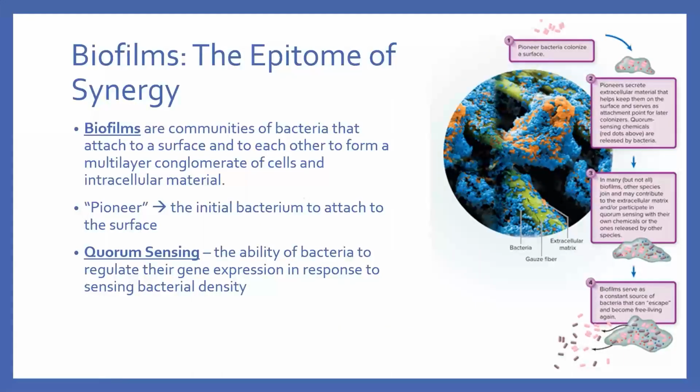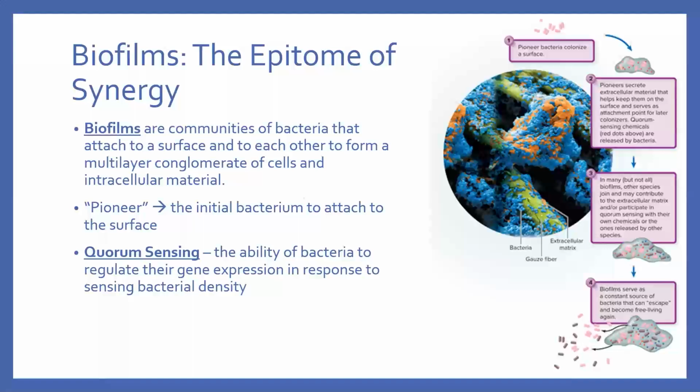We're going to go through one example here of synergy for microbes. Microbes can form biofilms, and biofilms are like small communities or little environments for bacteria that attach to the surface. They'll form a little slime layer and a group of microbes all together to form a multi-layered conglomerate of cells and kind of an intracellular material, okay? And by forming this, they can all work together.